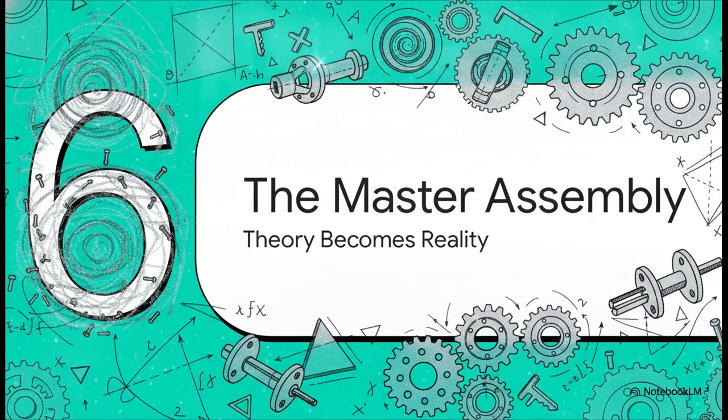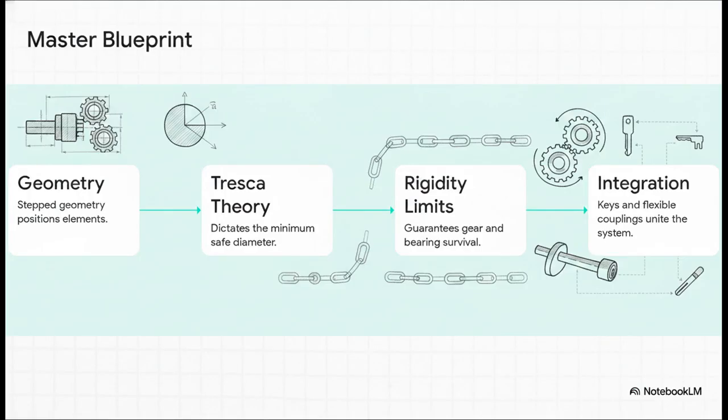Let's move to Section 6 and see how this builds. The final master assembly. Theory becomes reality. So let's bring our entire blueprint together. Step 1, we use stepped geometry to minimize stress and correctly position our gears. Step 2, we rely on Tresca's theory to dictate the absolute minimum safe diameter of our ductile alloy. Step 3, we enforce strict rigidity limits to guarantee our gears and bearings survive operation. And Step 4, we utilize mechanical fuses, like the key, combined with flexible couplings to unite the entire system together safely.